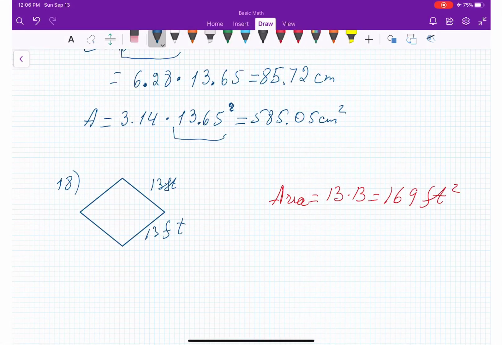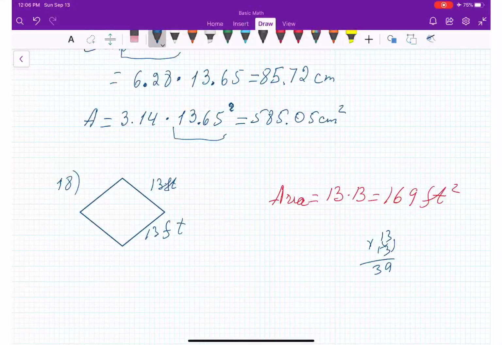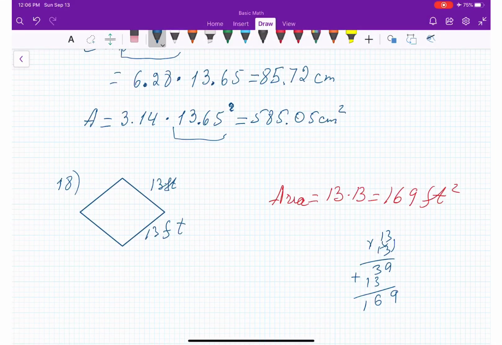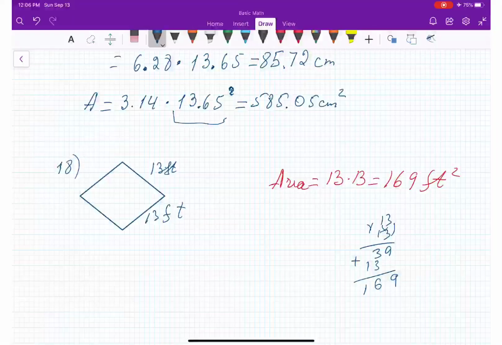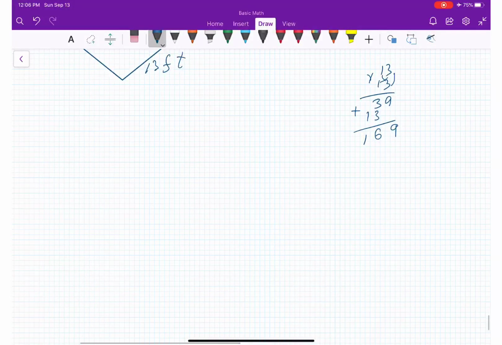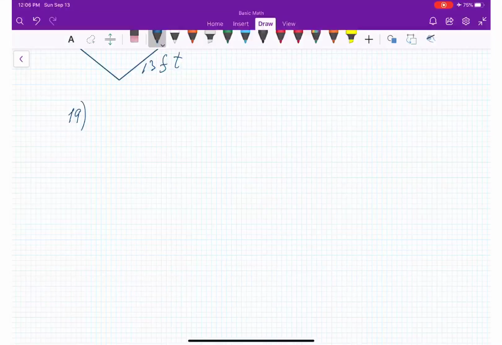I can show you multiplication. 13 times 13, 3 times 3 is 9, 3 times 1 is 3, then 1 times 3 is 3, 1 times 1 is 1, 9, 3 plus 3 is 6, and 169. Okay, feet squared. Moving to question number 19. Question number 19. What do we have? We have triangle.